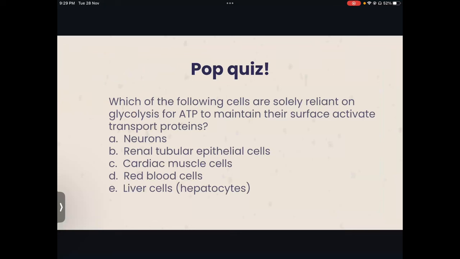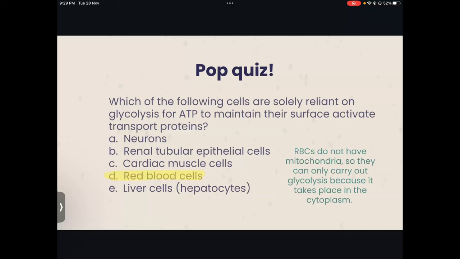Now, I'm sure you guys are tired, but one last question. I'm pretty sure I've repeated the answer to this a million times, but which of the following cells are solely reliant on glycolysis for ATP to maintain their surface transport proteins? Which one of these cells? All right, that's fine. I don't know if you guys are answering in the chat, but I cannot see that right now. But the answer here is, of course, red blood cells.